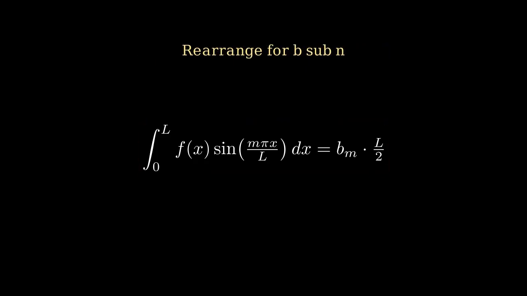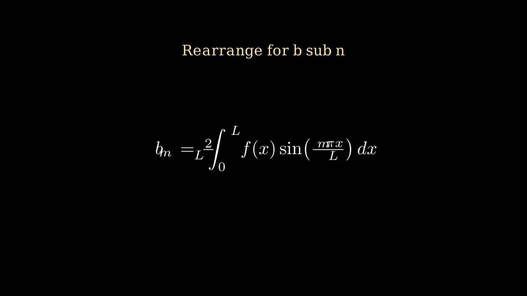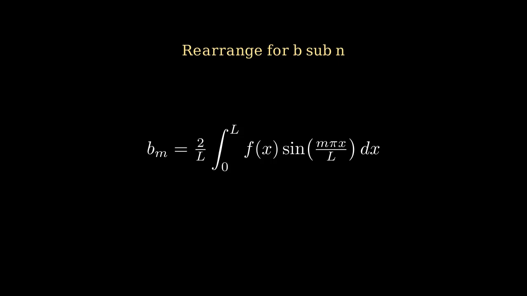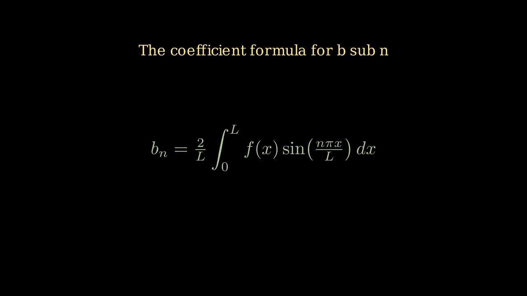Rearranging this for the coefficient and renaming m back to n gives the coefficient formula. In words, b sub n equals 2 over L times the integral from 0 to L of f of x times sine of n pi x over L dx.